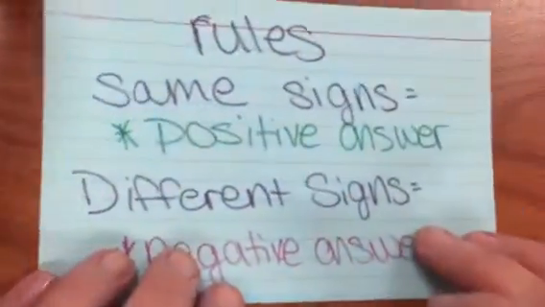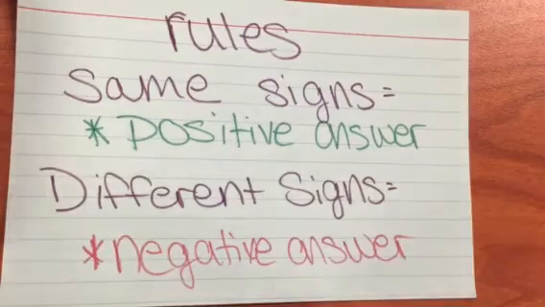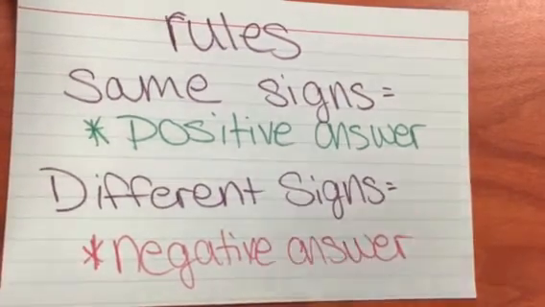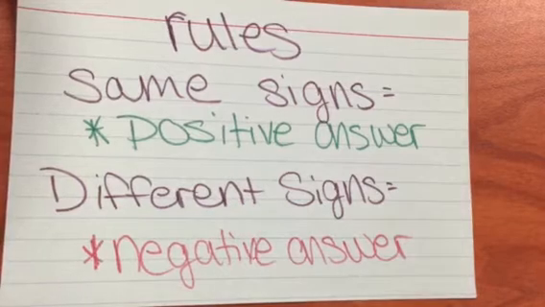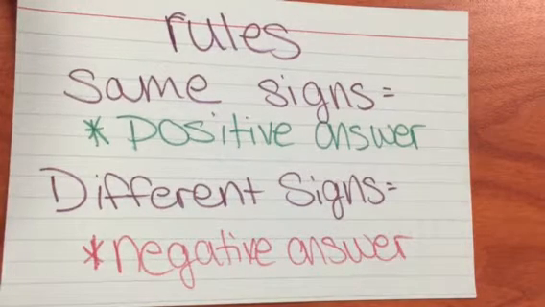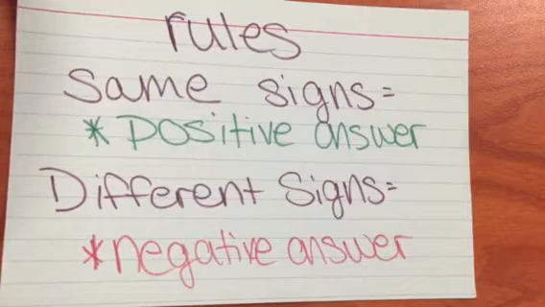So, the rules for multiplying and dividing integers. Same sign, you're going to have a positive answer. So, if it's both positive, positive answer. If it's both negative, positive answer. Different signs, you're going to have a negative answer. So if one's positive and one's negative, it's going to be negative.